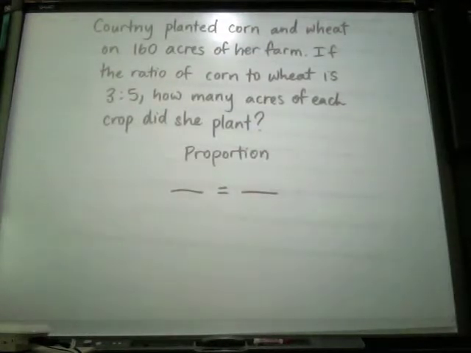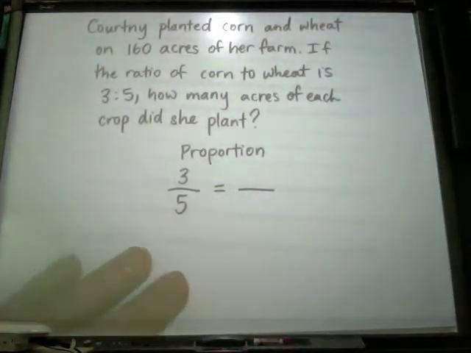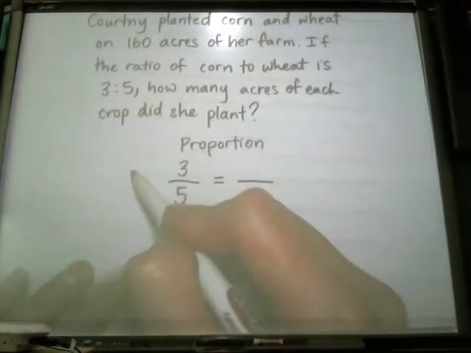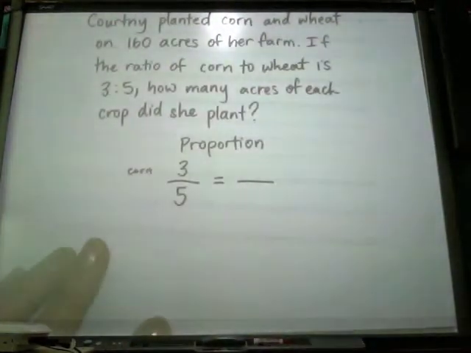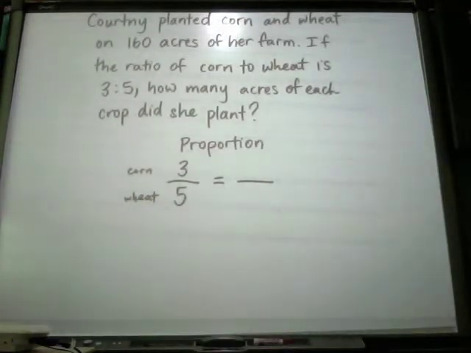Now, here's what we need to do. We use the ratio that we're given. What ratio am I given in the problem? Vincent? 3 to 5. We're going to keep it in that order. Now, it might help to make a little note. We did problems like this last year. I'm going to make a little note to myself. Here's corn, and here's wheat, just to keep it the same. Now, this one is a little different because I've got a total of 160.